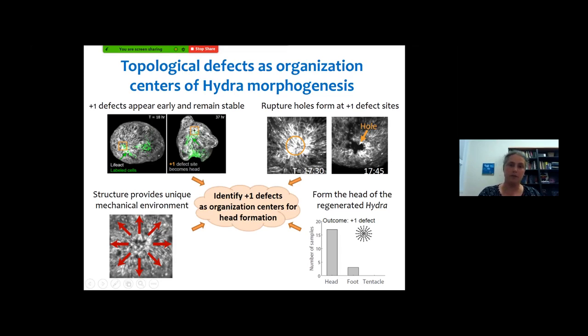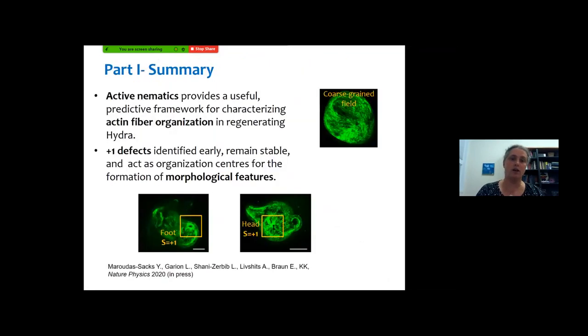So to summarize the first part of my talk, I've shown you that the actin orientation field provides a coarse-grained field, and we can follow the dynamics of this field, and active nematics provides a useful predictive framework for characterizing the dynamics of this orientation field in regenerating Hydra. And moreover, I showed you that +1 defects that are identified early in the tissue remain stable, and these sites are the sites where the morphological features appear. So this, I think, is a good time to stop for questions before I move to the second part.